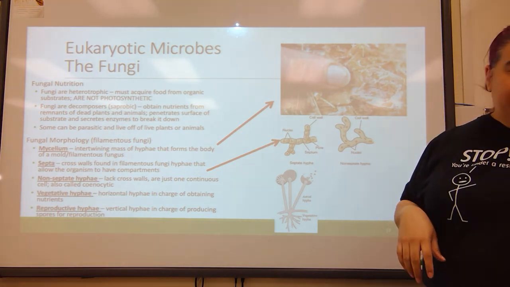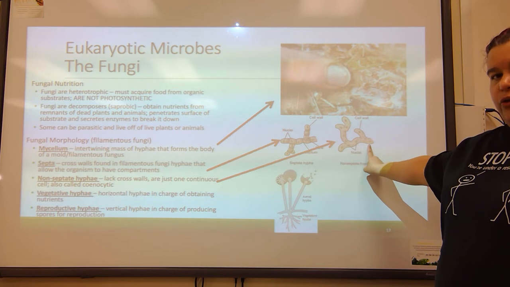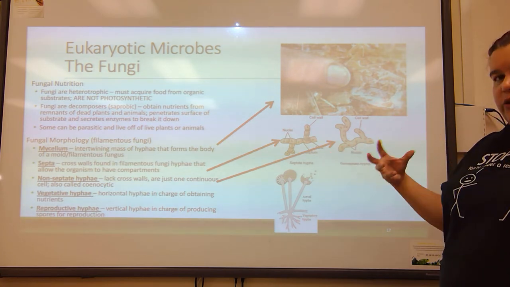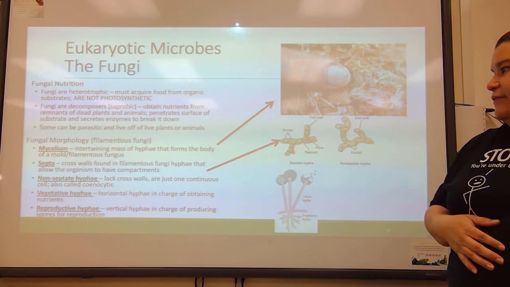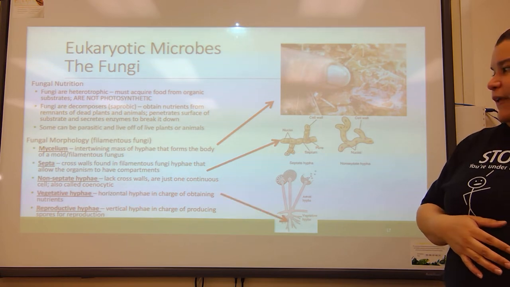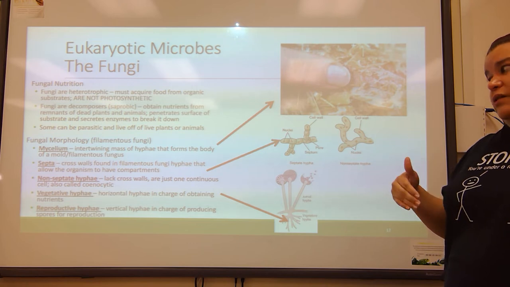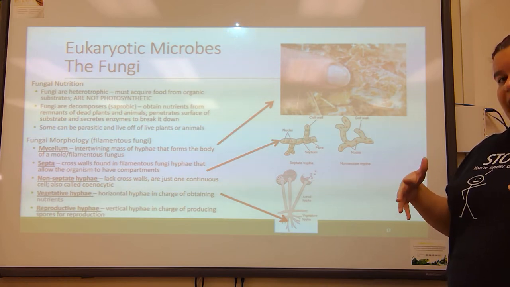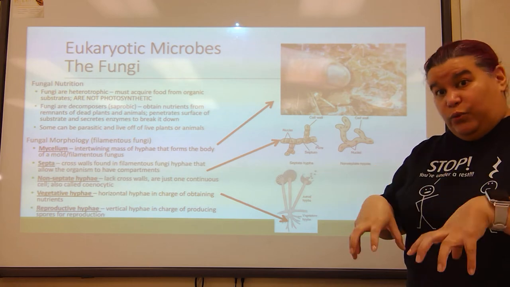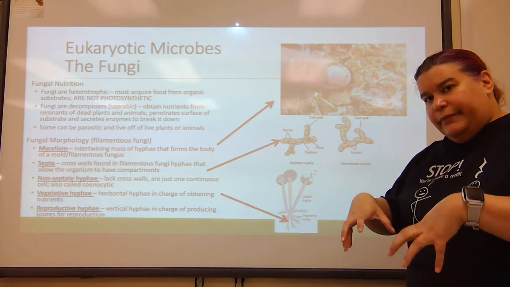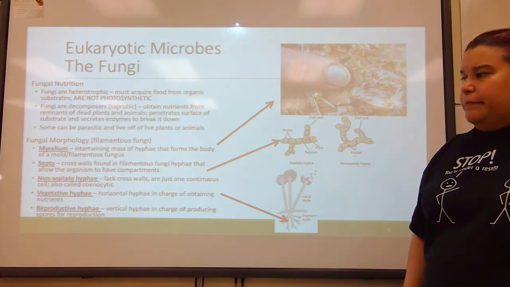You can have the non-septate hypha. Again, there are no cross walls, just one continuous piece. You can have vegetative hyphae. Okay, vegetative hyphae are horizontal hyphae in charge of obtaining nutrients. So if I were to compare it to a plant, it would be like the roots down at the bottom that are actually secreting the enzymes to absorb the nutrients.